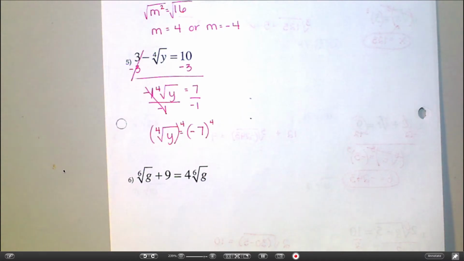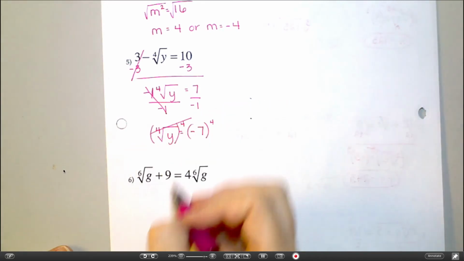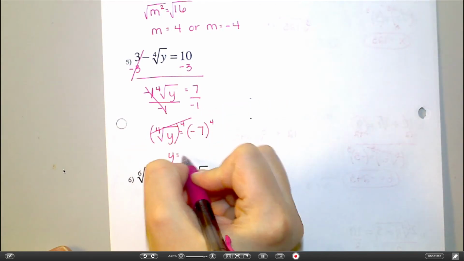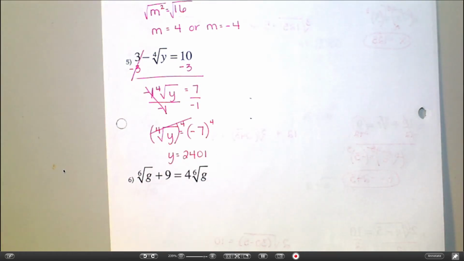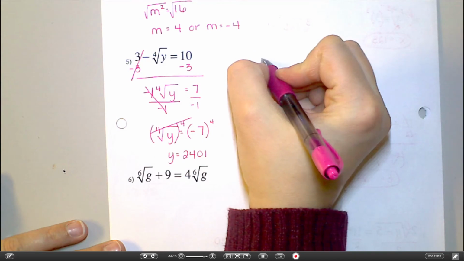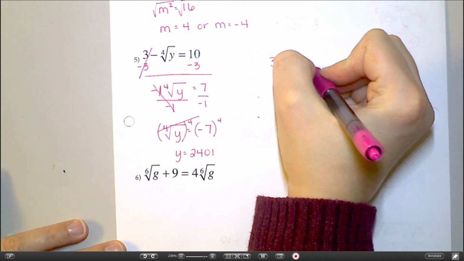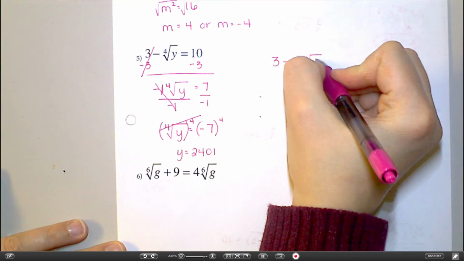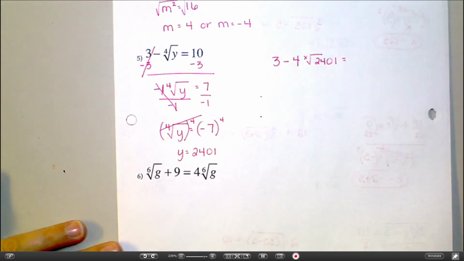So let's hear what you got. Okay, positive? Yep, it should be positive. So y equals 2,401. And so to plug this in, I would type 3 minus 4 and then the x root button of 2401. And we want to know if it comes out to equal 10.